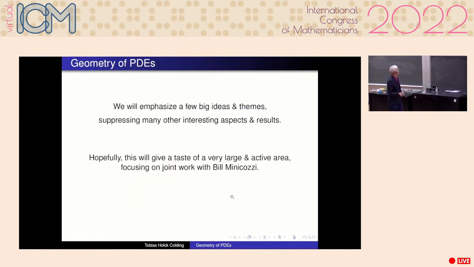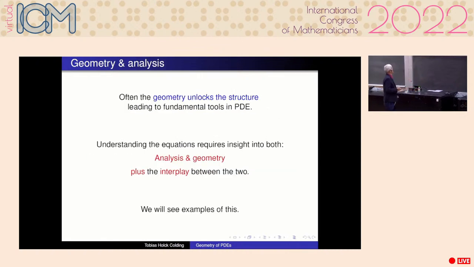And so I will emphasize here, right, so often the geometry unlocks the structure leading to fundamental tools in PDE. Understanding the geometry requires insight into both analysis and geometry and the interplay between those. And we will see examples of this.